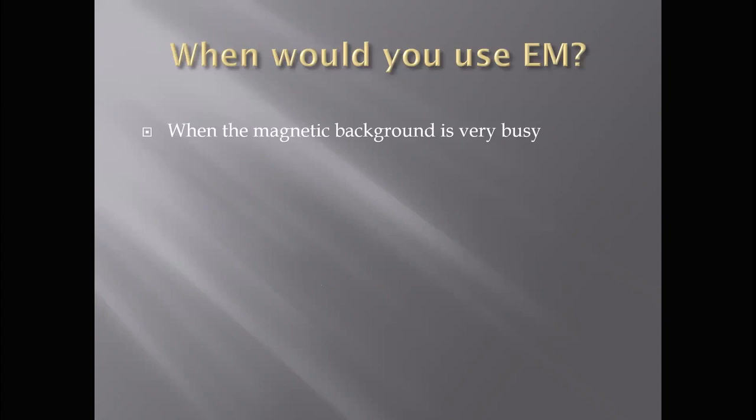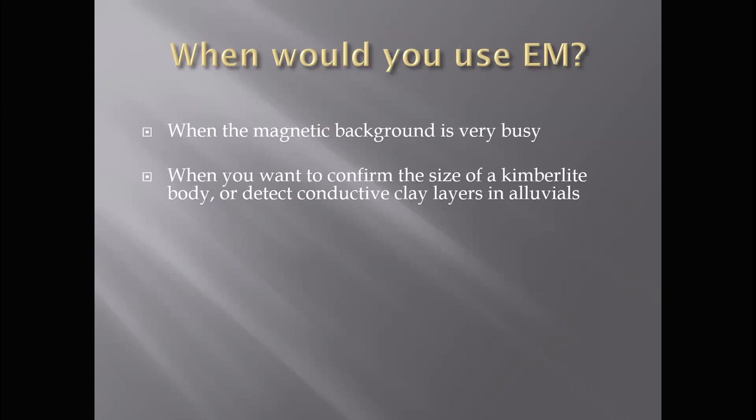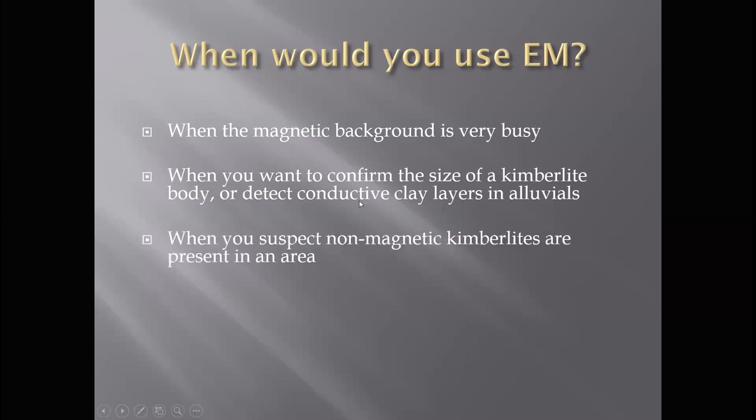When would you use them? Magnetic background, again, very busy. Can't see my kimberlites because the mag is so busy. Again, I want to confirm the size of a body, or I want to detect, in the case of alluvials, the clay layers. Sometimes clay layers are useful when you're mining alluvials. Sometimes there's a clay layer just above what you're interested in terms of your gravel, or even within your gravel. Therefore, EM becomes quite a useful tool in mapping your channels. So channel mapping. And again, when you suspect there are non-magnetic kimberlites present in an area, I'm going to show you a good example from Angola.